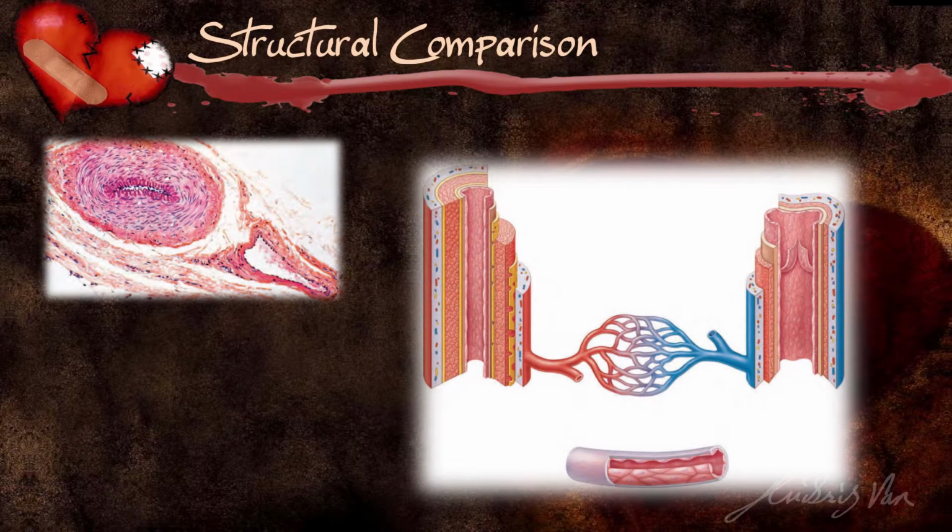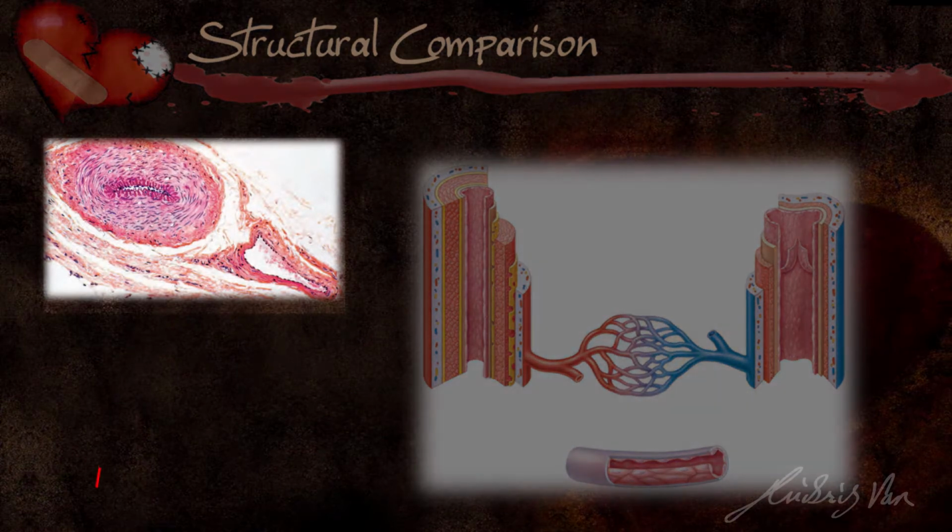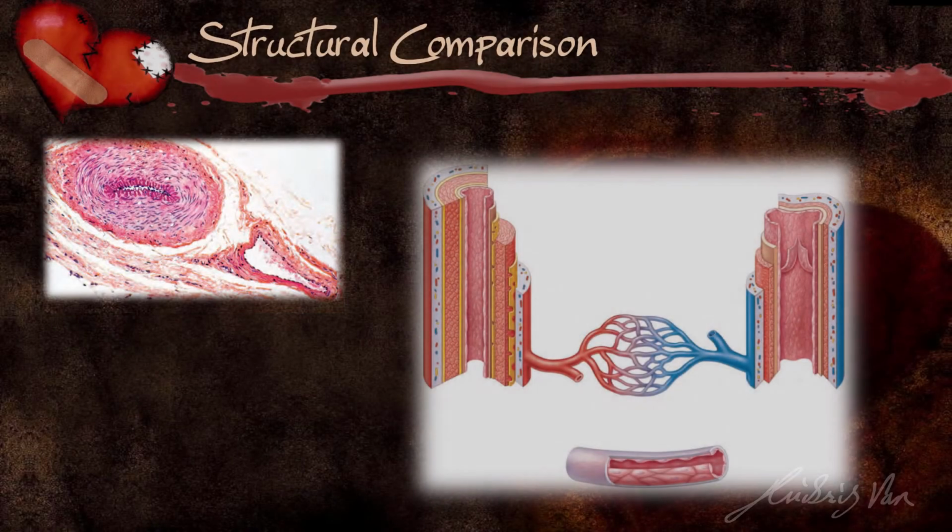So let us take a look at the comparison. As we mentioned about the lumen, the one on the top left hand side is an artery, while the one on the bottom right hand side is the vein. So you can see the pink color part is the muscle, the white color part is the lumen. The wall of the artery is relatively thicker than the wall of the vein. However, the lumen of the vein is relatively larger than that of the artery.